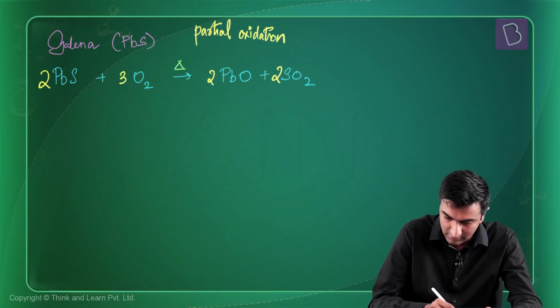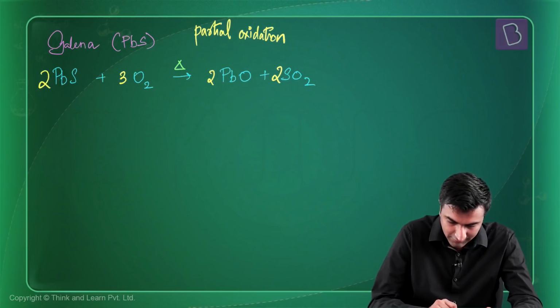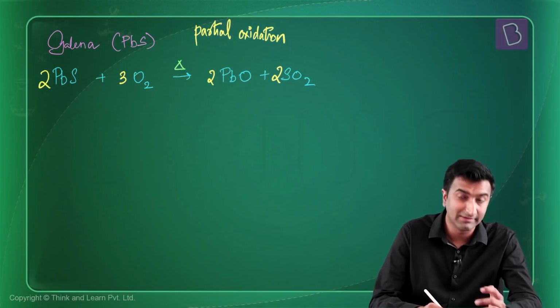3 here. Yeah, this seems balanced. I have 2 leads, 2 sulfurs, 6 oxygen atoms. Yeah, this one's balanced. The next one is the self-reduction process.